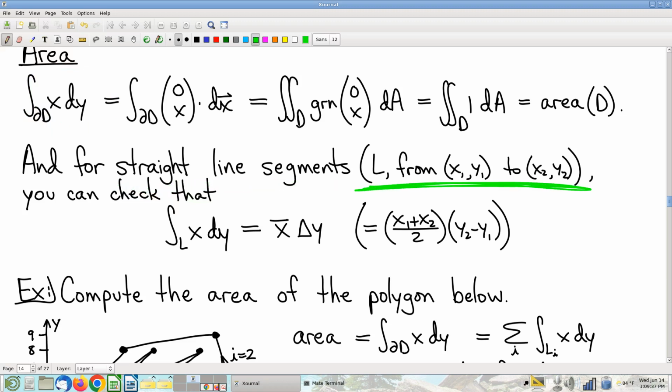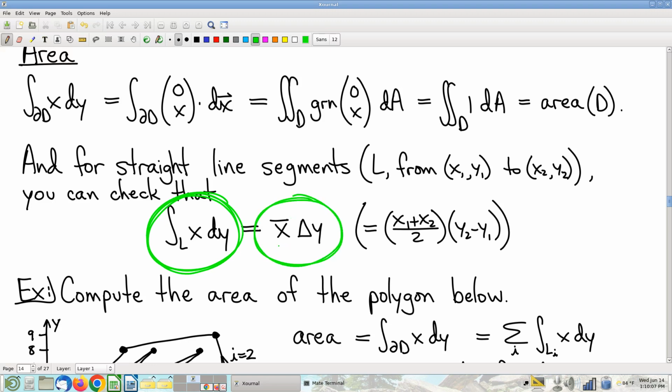You can just straight up parameterize a line segment. That's just a matter of doing it. And you can then literally plug in x, y prime dt into that parameterization, and what you find is when you do the algebra and collect terms and rewrite, there's this really handy little result that on a straight line segment, this line integral is computed by this easy formula. That's the average value of x times the change in y. It's a lovely little result. Again, this is only for straight line segments, but it's super easy on those straight line segments.